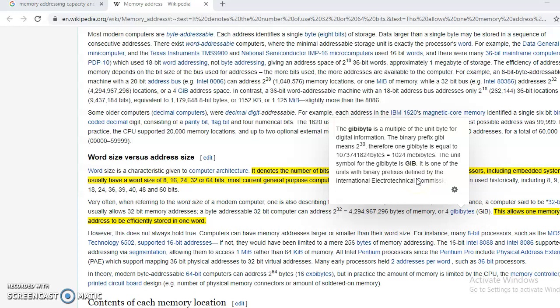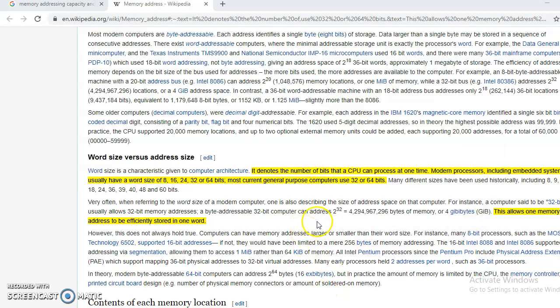Keep in mind that the memory addressing capacity of a CPU is determined by the processor's memory address size. Most of today's systems have memory addressing of 32 or 64 bits. So if a processor is 32-bit, it has a memory addressing capacity of 32 bits, and 2 power 32 is equivalent to 4 gigabytes. This allows one memory address to be efficiently stored in one word.